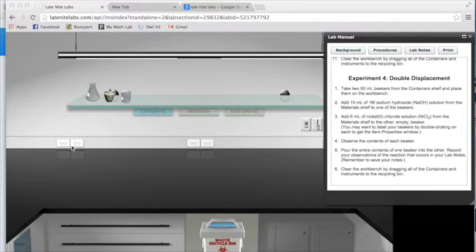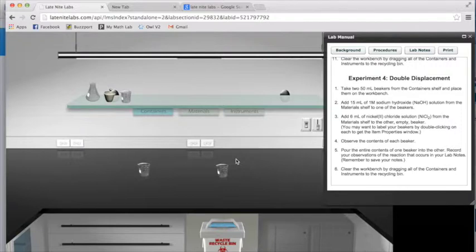Alright, so the first thing you need to do is take two 50 milliliter beakers from the container shelf and bring them onto the workbench. So that is one 50 milliliter beaker, and then we'll grab another.